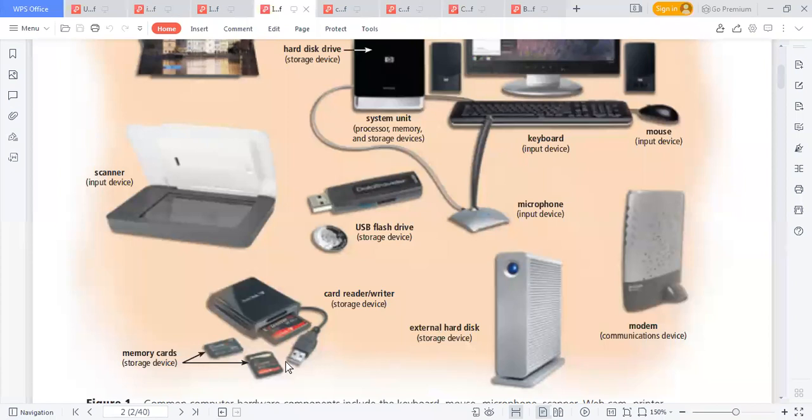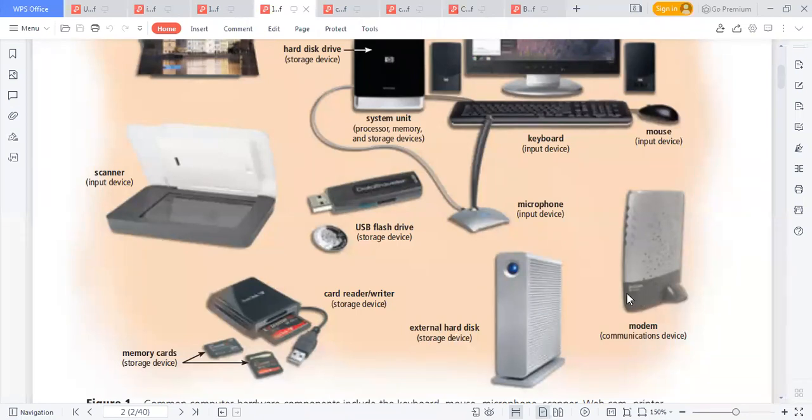So this is the memory card everybody uses. This is also a storage device. And this is the external hard disk. If the main hard disk of the computer is full, then we have to use an external hard disk to store more data. So this is also a storage device.